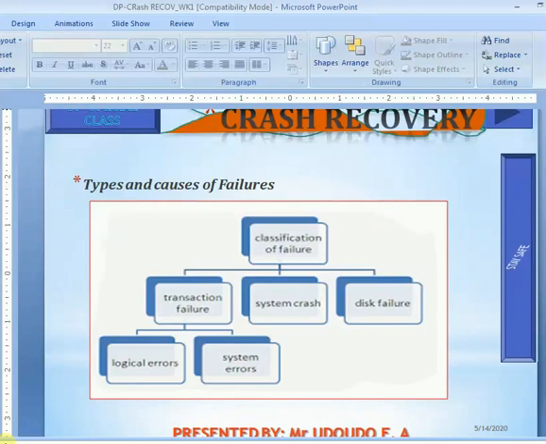Some of you talk about programming, maybe QBasic in advanced level, we talk about Visual Basic and the rest of them. Now, codes has to do with code, syntax. If there's a wrong execution of syntax of the codes, of course, it can lead to what? Transaction failure. Then system errors. The system error referring to the system, the database software itself.